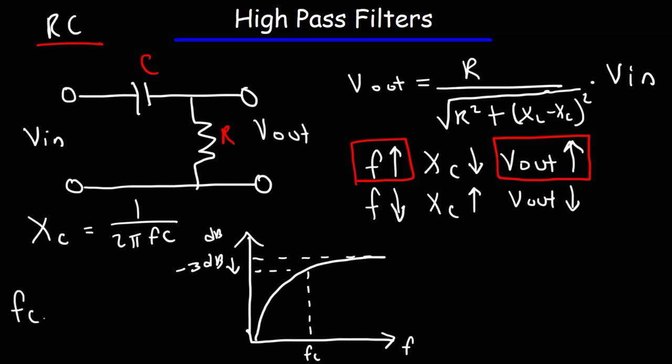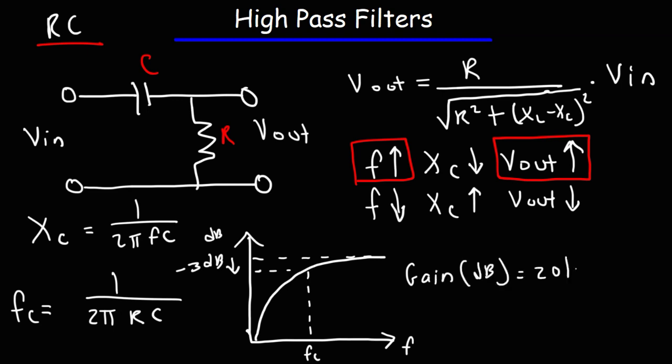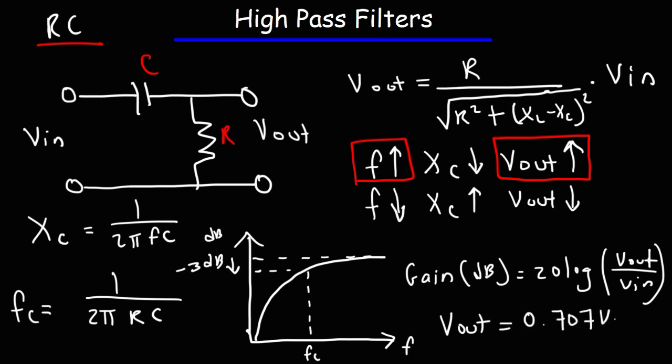Now the cutoff frequency formula is going to be the same. It's 1 over 2 pi RC. And the gain in decibels is going to be 20 log Vout over Vin. So the output voltage will be 70.7% of the input voltage at the cutoff frequency. So we have some similar formulas, but the shape of this graph is different.